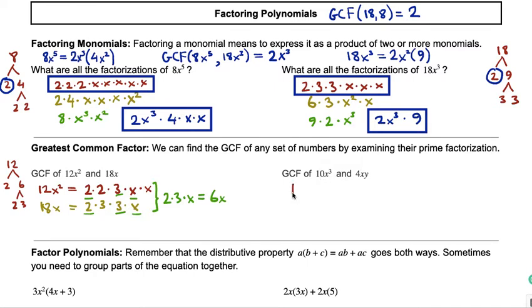Likewise, we're going to look at 10x cubed. That's equal to 2 times 5 times x times x times x. And 4xy is equal to 2 times 2 times x times y. Bring it all together, and we have a 2 in common, and we have an x in common, and that's it, 2x. So the greatest common factor of 10x cubed and 4xy is equal to 2x.